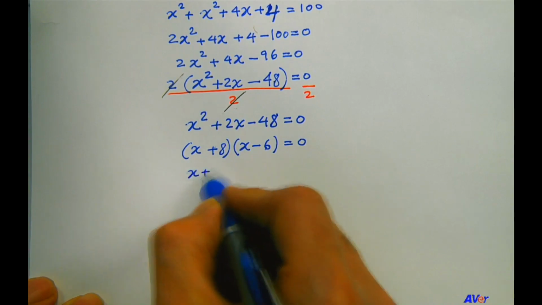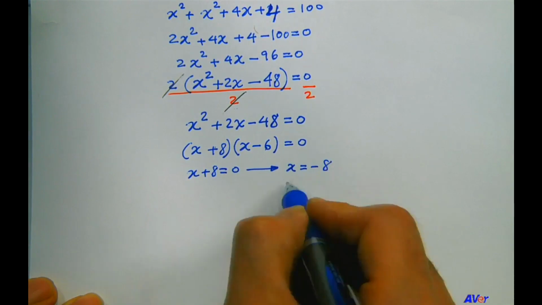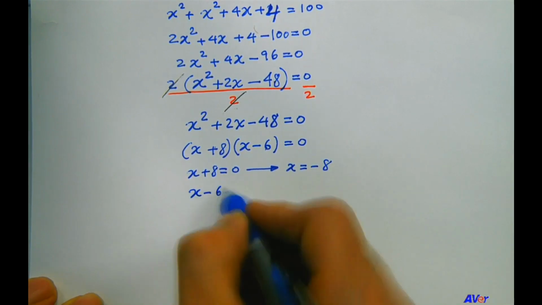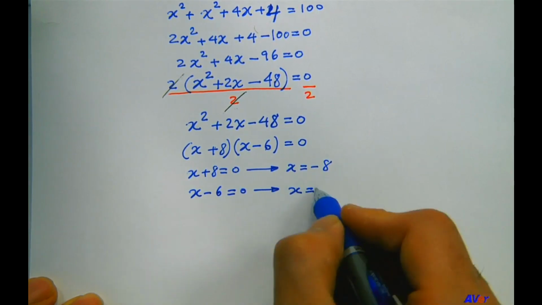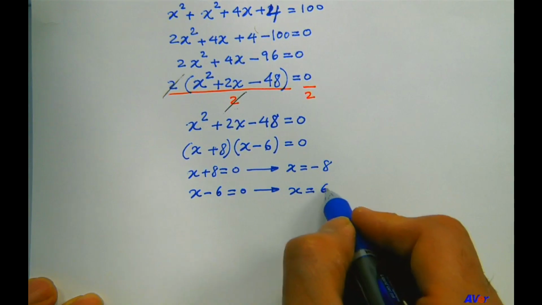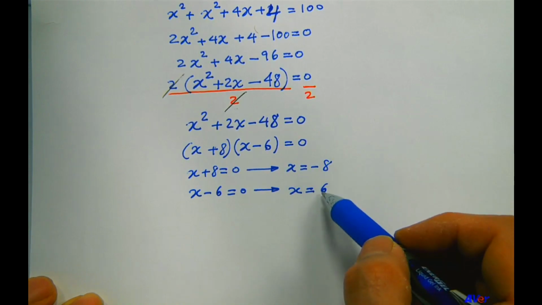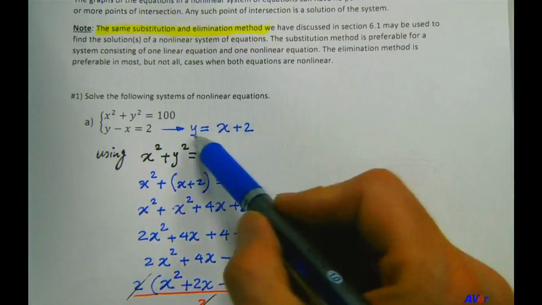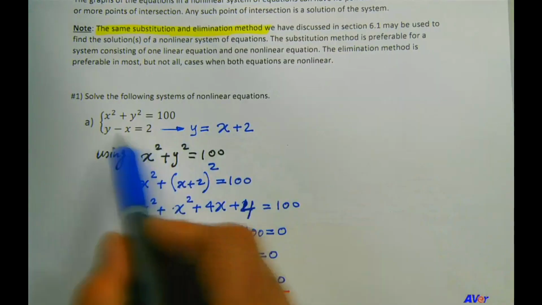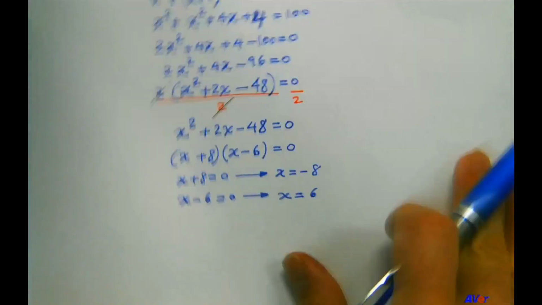So x plus 8 equals 0, then x equals minus 8, and x minus 6 equals 0, then x equals positive 6. Okay, so we've solved for x. Now we need to solve for y, right? Remember that y is x plus 2. We got that from the bottom equation. y equals x plus 2. So let's use that.